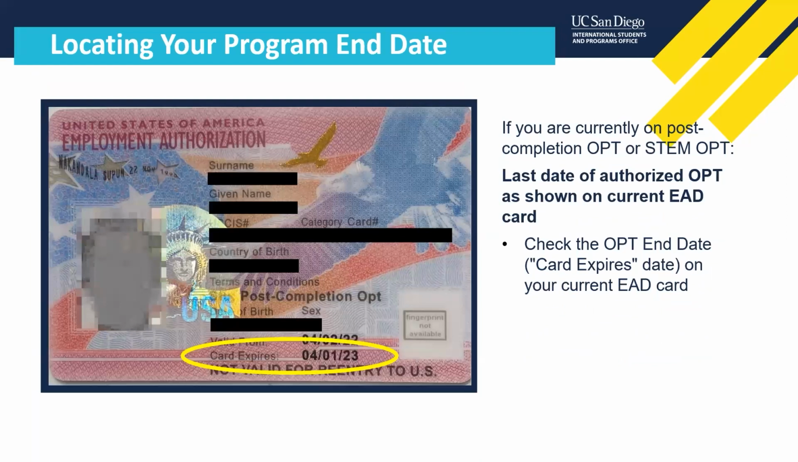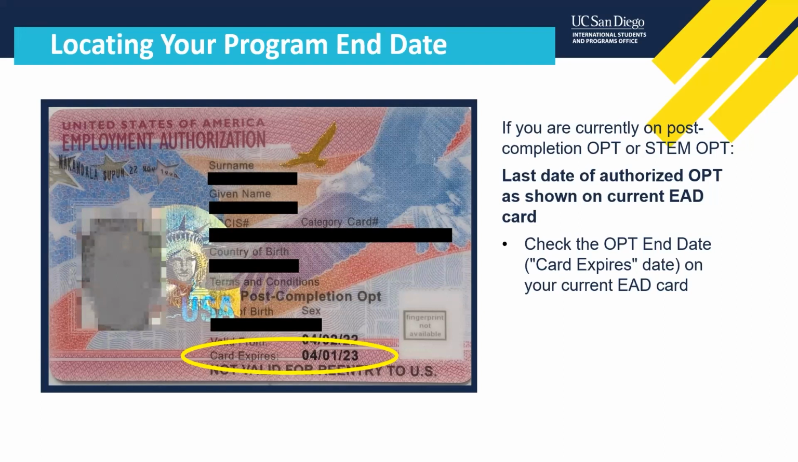Alternatively, if you are currently on post-completion OPT or the STEM OPT extension, instead of referencing your last date of enrollment, you will use the last date of your authorized OPT as your program end date for the purpose of the SEVIS transfer process. You can reference the card expires date on your current EAD card to see when your last date of authorized OPT is.